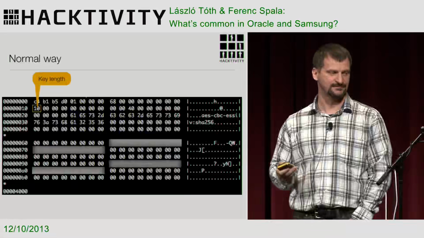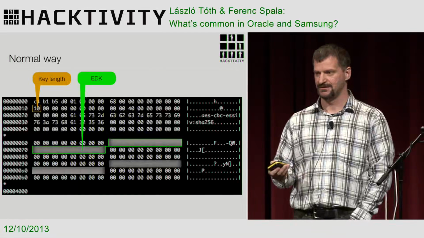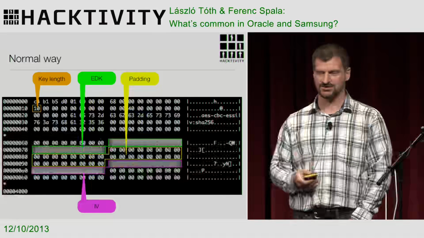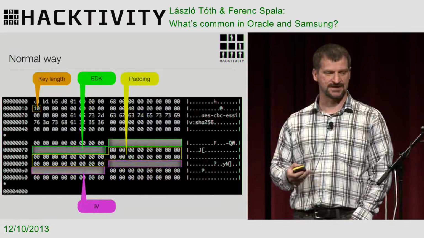Okay, this is how the encrypted disk key is stored in the encrypted partition's footer or in a file. The key length is 16 bytes. This is the encrypted disk key. This is an IV used by the key derivation function. And I call this section padding, which will be important when we're discussing the Samsung way.